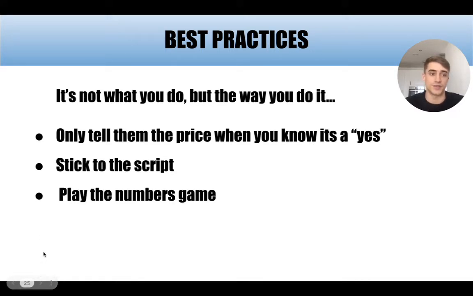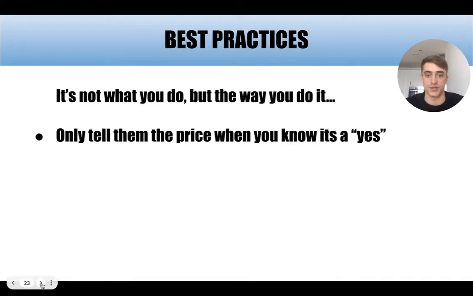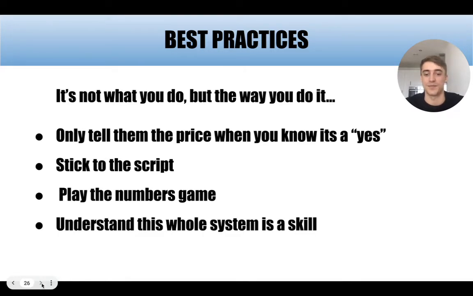Play the numbers game. Let's think of this as a machine. You input 100 people into the discovery phase, so you add or follow 100 people. 50 of those follow you back. You message all 50 of those and you get 25 replies. Out of the 25 replies, you get 2 calls booked. Out of those 2 calls booked, 1 closes. Okay, so you see how this is a complete numbers game. There's no secret to it. This is it. You've just got to play that numbers game.